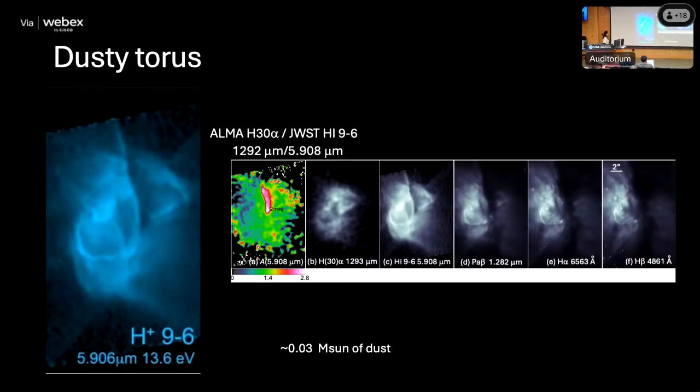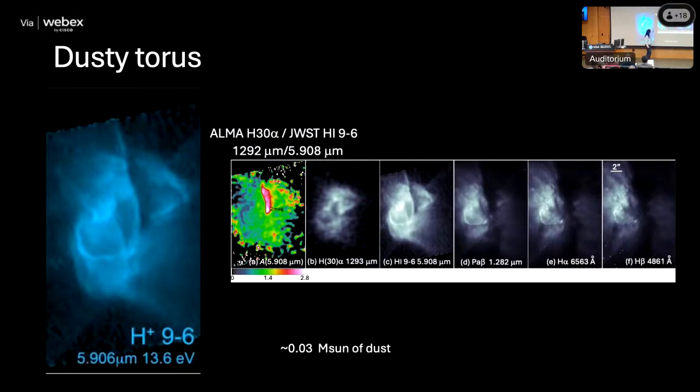Now let's move on to the crystalline silicate and dusty torus. How much time do I have left? Five, okay. So this is a MIRI image. And you can see there's still a dark line here. That is the extinction of the torus, even at mid-infrared.